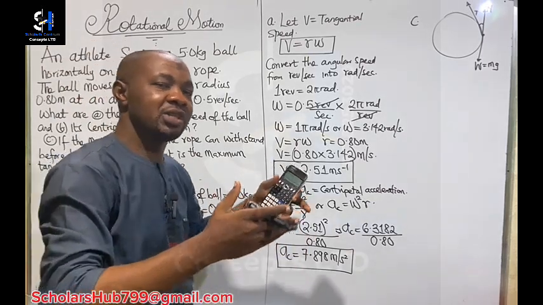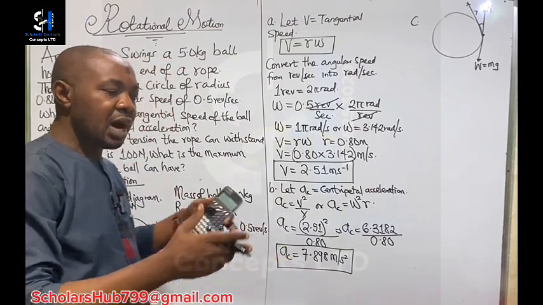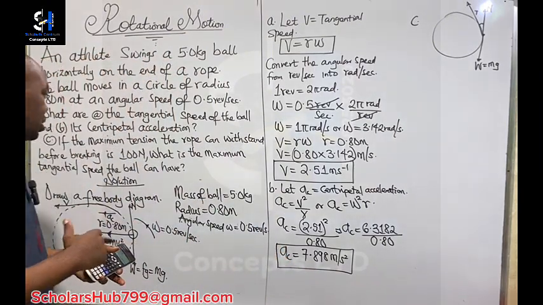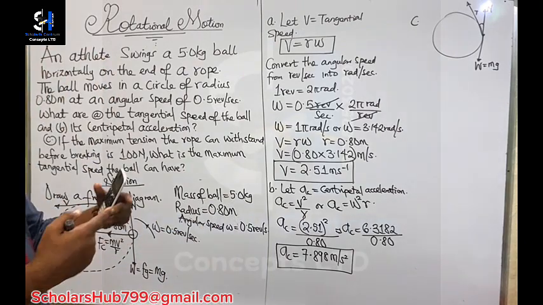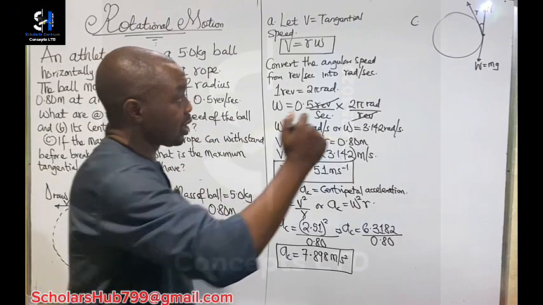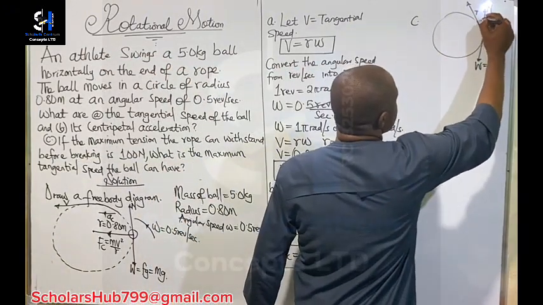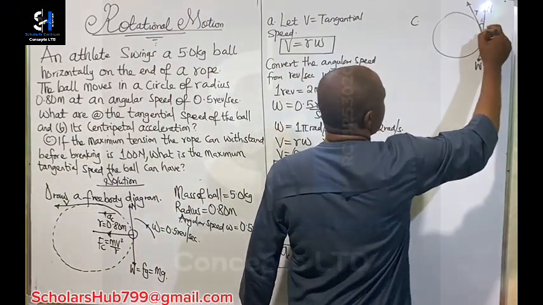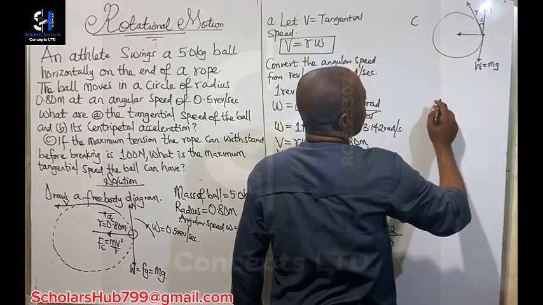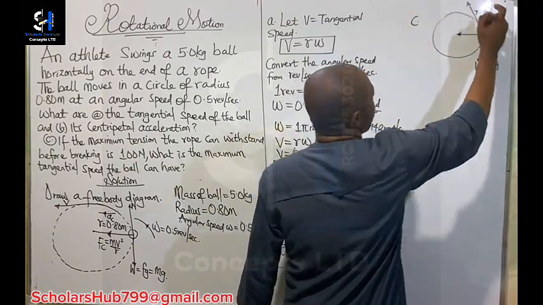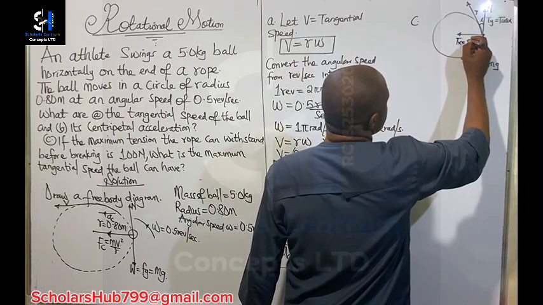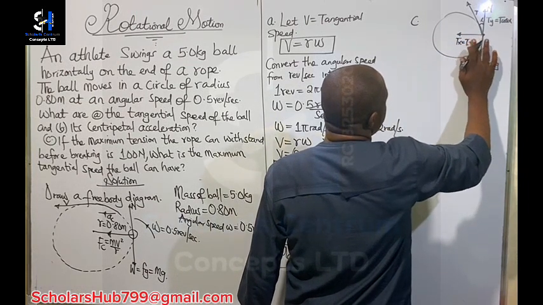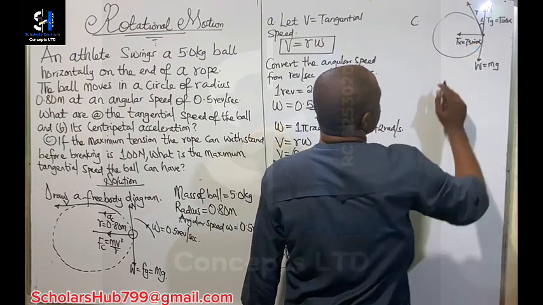They said the maximum tangential speed the ball can have, when the maximum tension the rope can withstand before breaking is 100 Newton. Now I just want to explain this. Let's say this is alpha. By resolution, we can resolve this horizontally and also vertically. Here Ty equals T cos alpha, while here Tx equals T sine alpha.